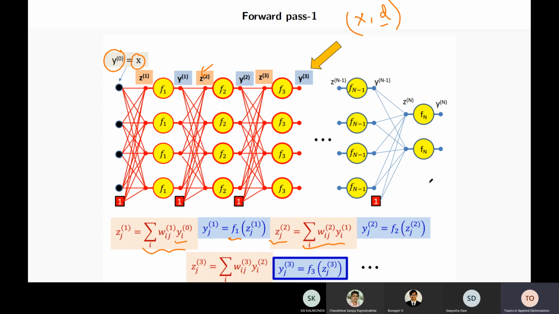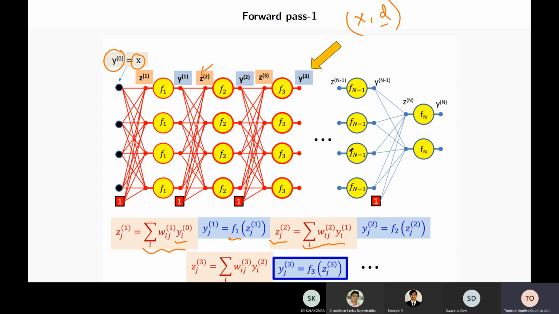We keep doing this until we get the final output. Since the weights of your network are not optimal, your prediction is going to be bad. That is expected in the forward pass, and the output you are going to get will be very far from the desired output that you expect, which is D.